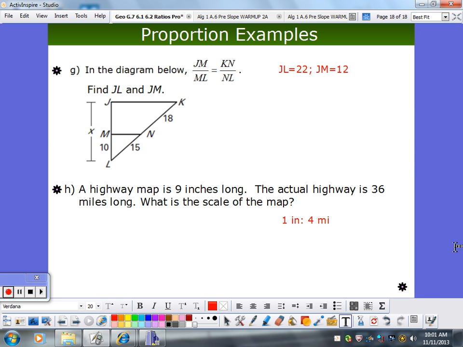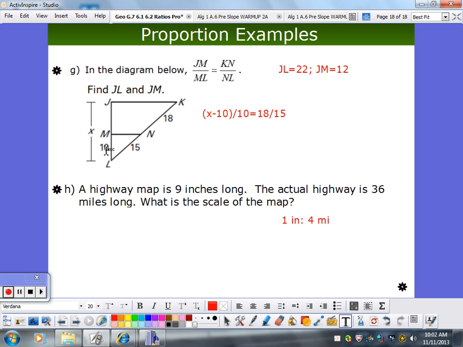How would we do with G? Setting that guy up, right? Some of you did a real nice job realizing that JM is to ML. Well, they're not giving me JM, but ML is 10. This whole thing is X. So JM is going to be X minus 10, and that compares to the 10. And that's the same as KN to 15. And then I hope we did product of the means equals product of the extremes. I got X to be 22. Is that right? So that's why JL is 22.